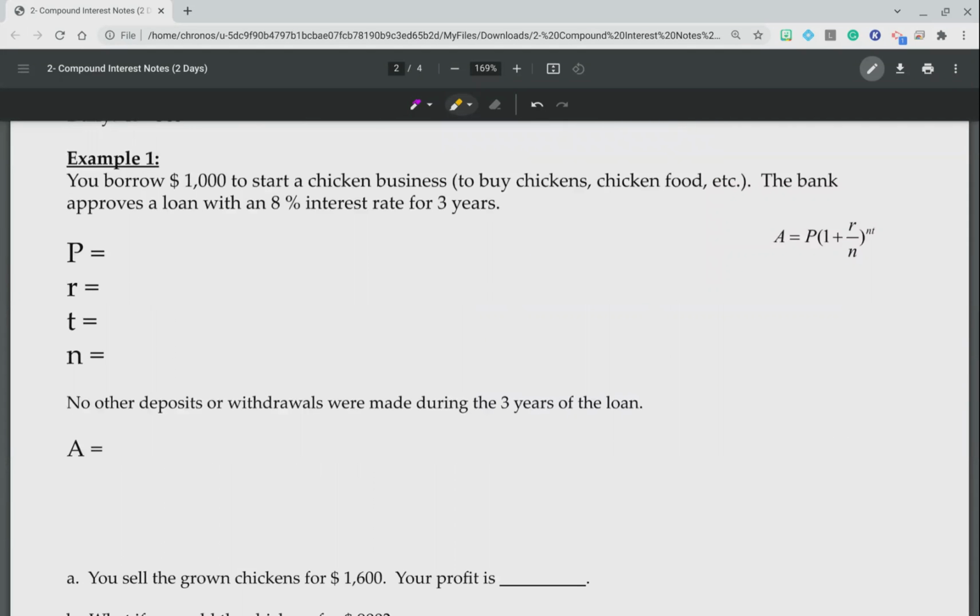All right, let's try an example. It says you borrow $1,000 to start a chicken business. The bank approves a loan with an 8% interest rate for 3 years. Let's figure out what our principal, our rate, our time, and our n is. Our principal would be $1,000.